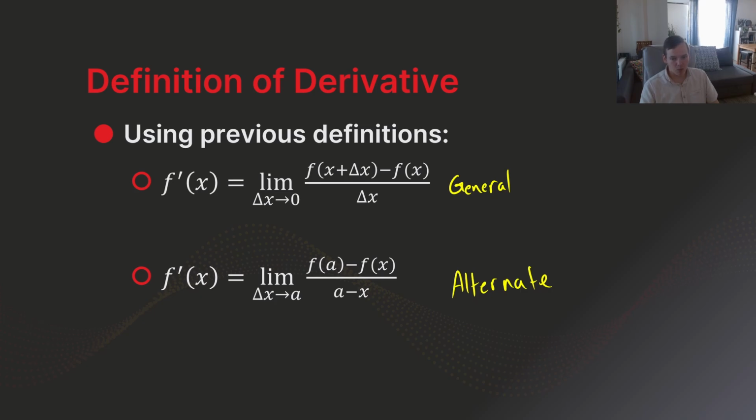Basically, they're both for calculating the derivative. The general form can find derivative functions and the derivative at a point. The alternate can just find the derivative at a point. So that's why we use them. Generally speaking, the second one is going to be slightly easier for finding a specific derivative at a point, but the first one will let us find derivatives for functions as well as at a point. So that's why we have those two forms here.